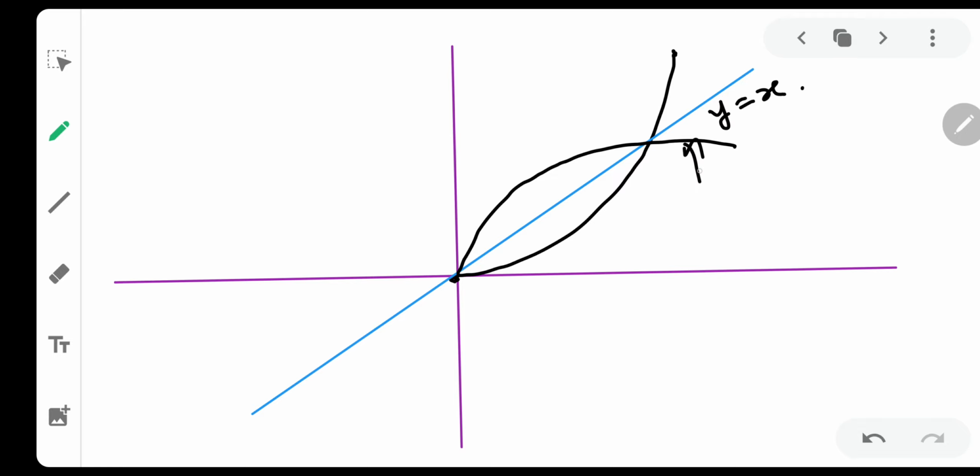So if this is your f(x), this particular part is your f(x). Let me write it here. This particular part is your f(x), then this particular part is your f inverse x. I have also made one video on inverse functions. You can watch it. The link will be provided in the description box.